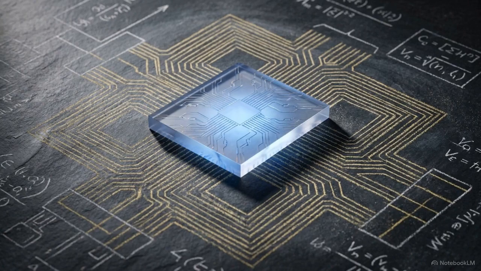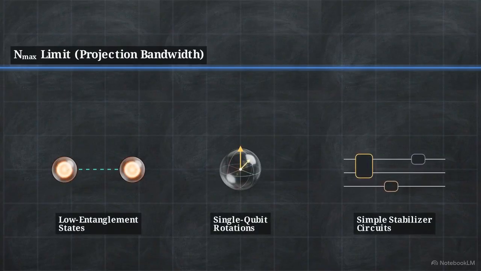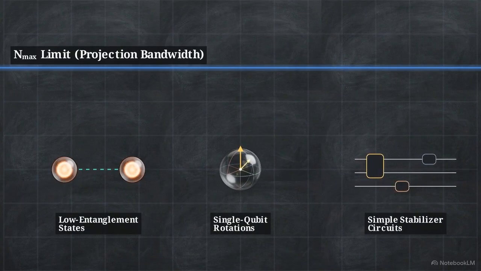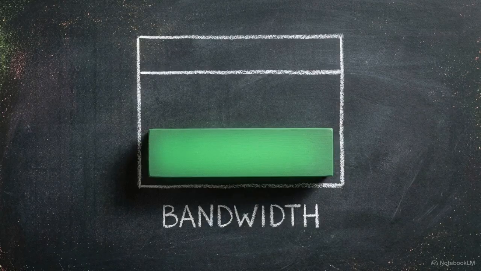Below this boundary, quantum operations function exactly as theory predicts. Low entanglement states, single qubit rotations, and simple stabilizer circuits survive because their demands stay firmly under the threshold. Even complex systems can operate successfully if their algorithms remain trapped in effective subspaces or tensor network-efficient structures. They never stress the ultimate limits of the projection bandwidth.